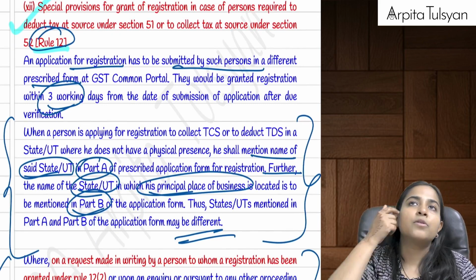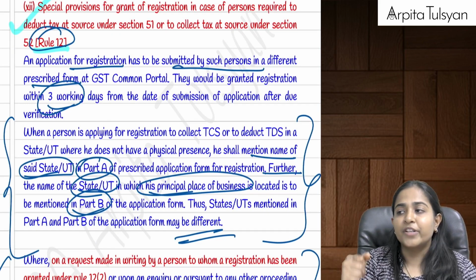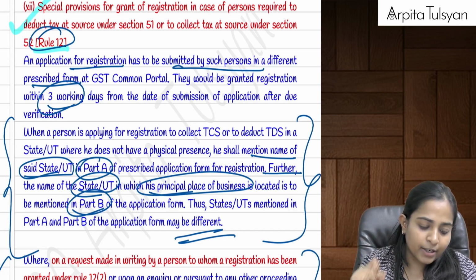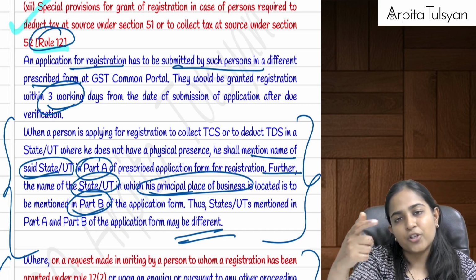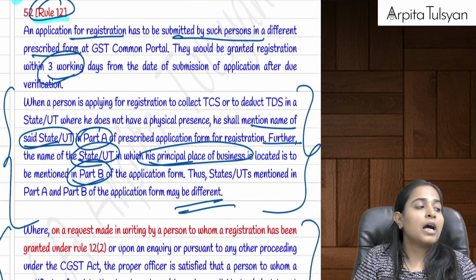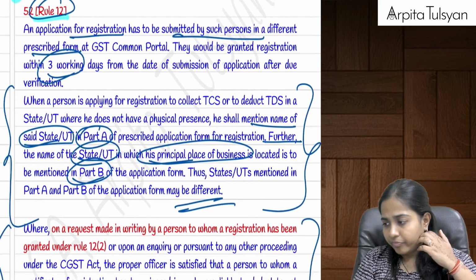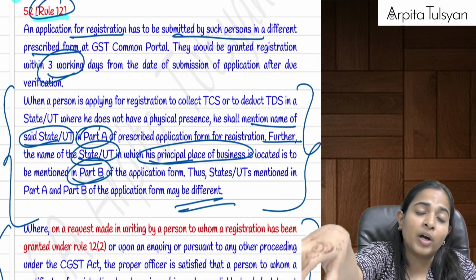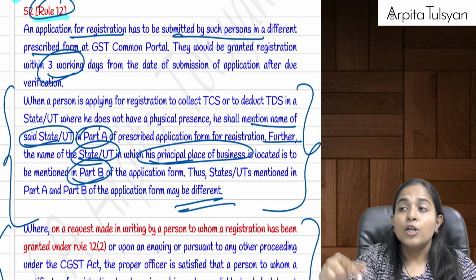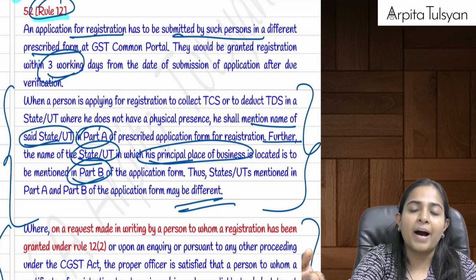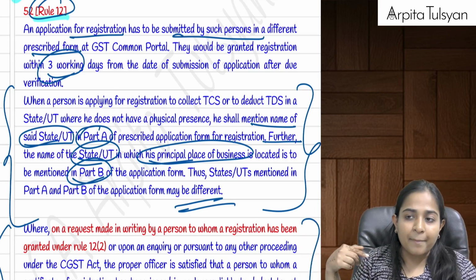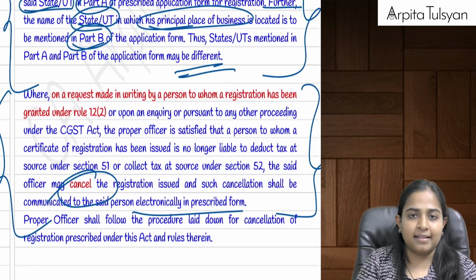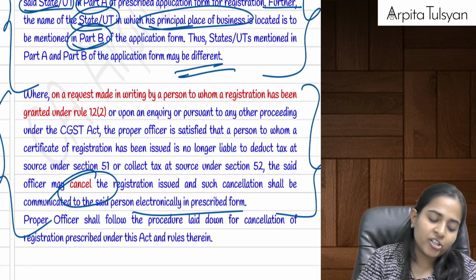Any particular person who is getting registered only for the purpose of deducting or collecting TCS will be granted registration within a time period of 3 working days from the date of submission of their application. Now there can be a possibility that I am registered in one particular state, but I want to deduct TDS or collect TCS from some other state. So such other state's name will be written in part A, and the state where I have my principal place of business will be written in part B.